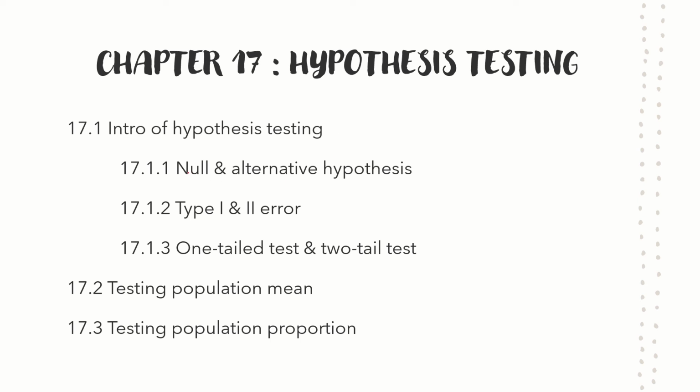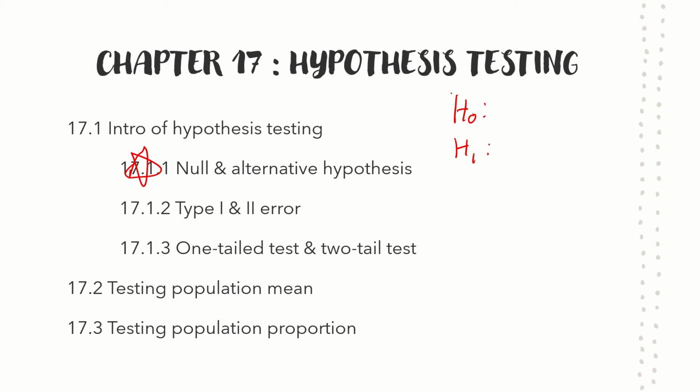So before you enter this chapter, you have to learn the intro about hypothesis testing. This is the most important thing in this chapter: null hypothesis and alternative hypothesis. Null hypothesis we know as H0. Alternative hypothesis is H1.